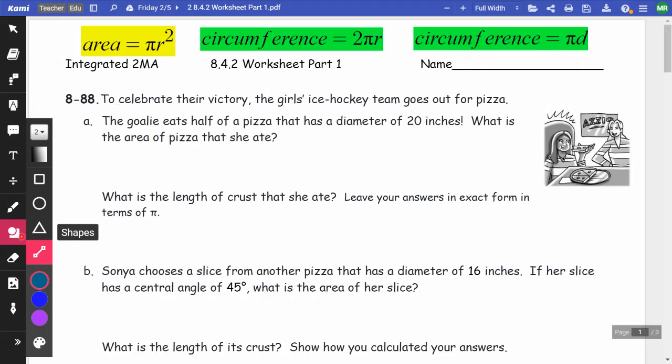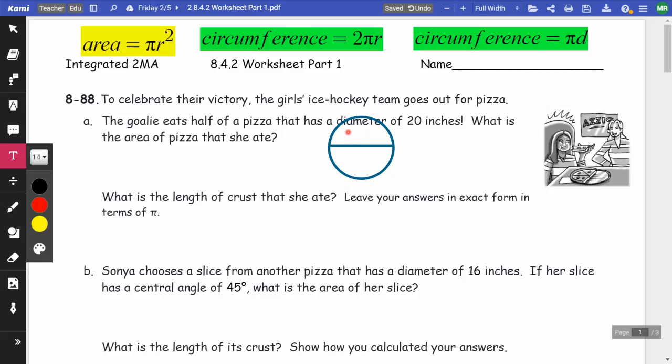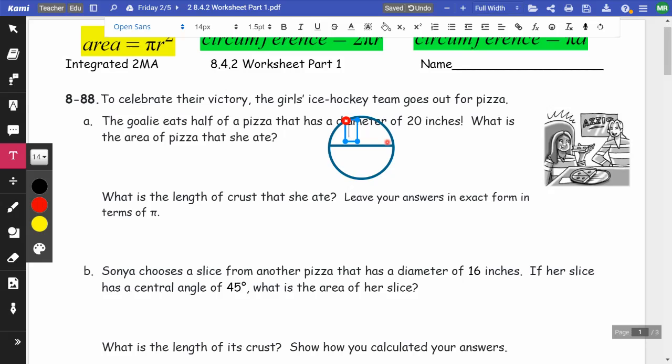So let me get a circle. And remember, if you're going to draw a circle, you hit shift so it stays an actual circle and not an oval. And then let me draw in a diameter, so it's going to go all the way across. And the diameter of this was 20. So 20 all the way across.